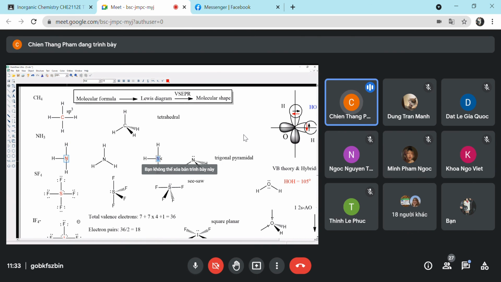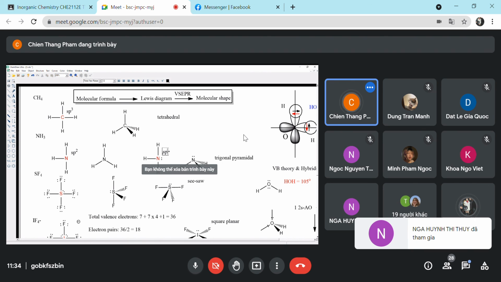Here, if you draw like this, it is incorrect. However, if you draw like this, it's sp2. However, for the correct one, what is the hybridization scheme? sp3.